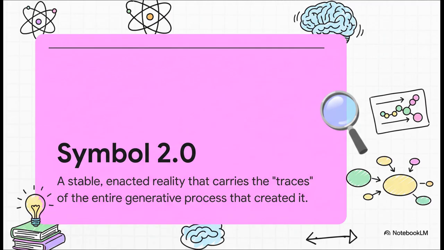And the result of that collapse? That's called a symbol 2.0. This is a solid, concrete piece of reality. A particle's position, a conscious thought, a brand new idea. But here's the cool part: it's not just a snapshot in time. It's more like a fossil. It carries the entire history of the process that created it. It's an enacted reality, and its own past is baked right into it.